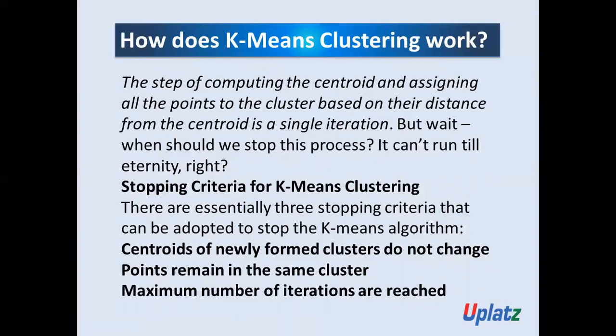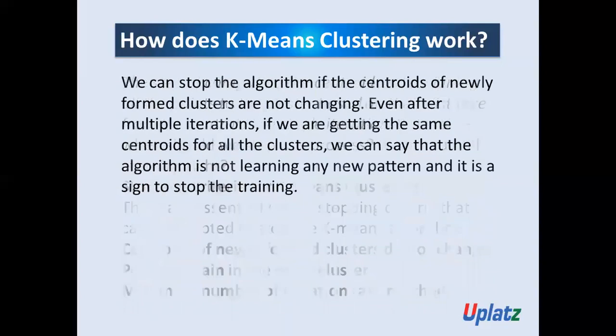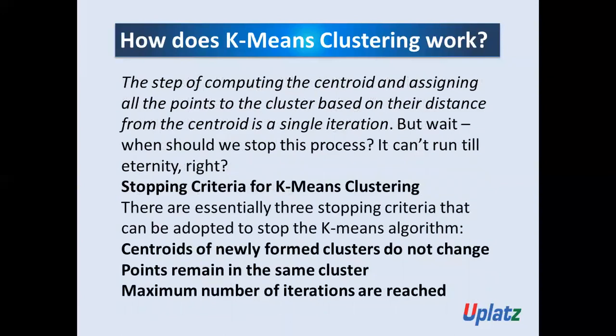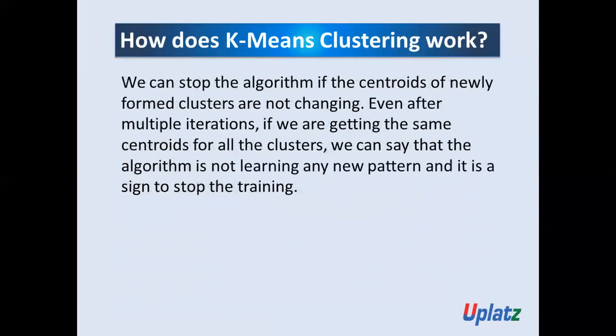Okay, got it? We can stop the algorithm if the centroids of newly formed clusters are not changing, and the points remain in the same cluster. Even after multiple iterations, if you are getting the same centroid for all the clusters, we can say that the algorithm is not learning any new pattern and it is a sign to stop the training.